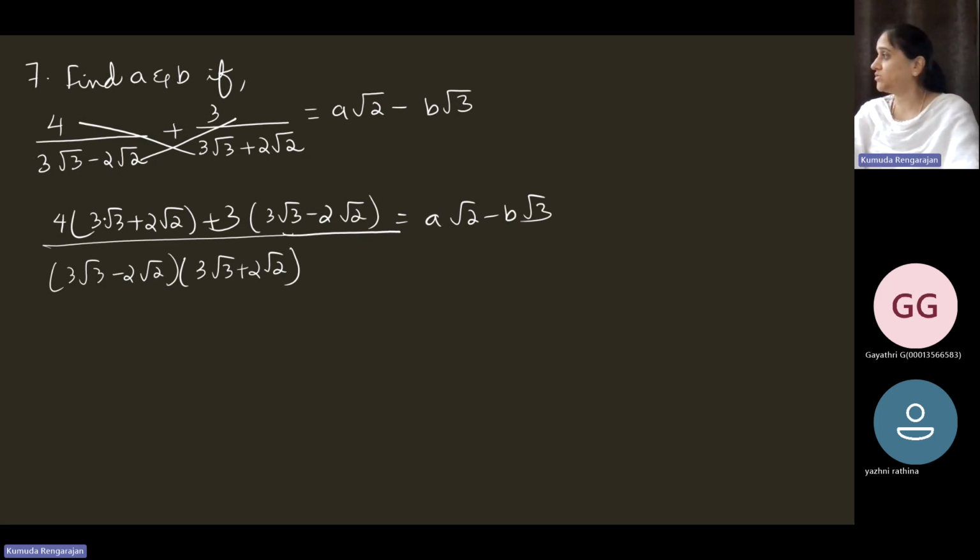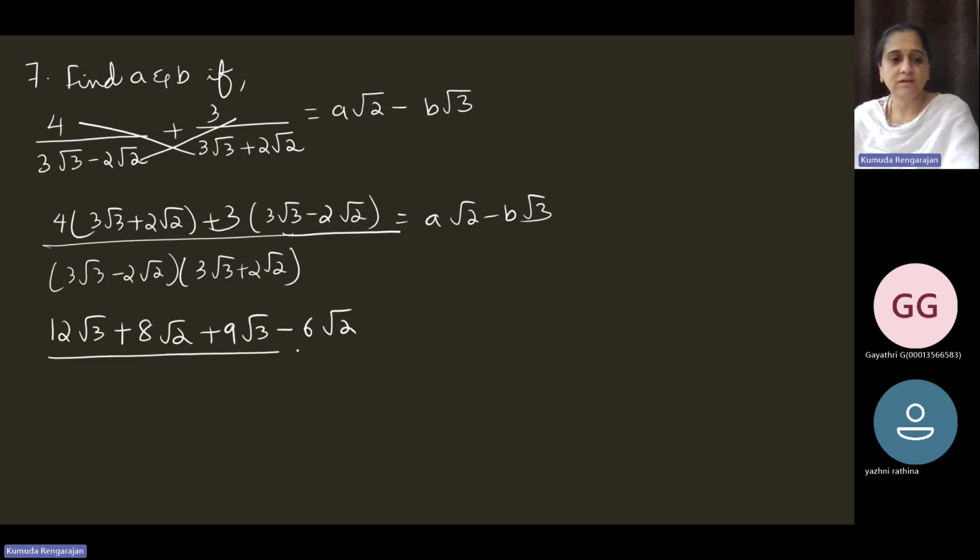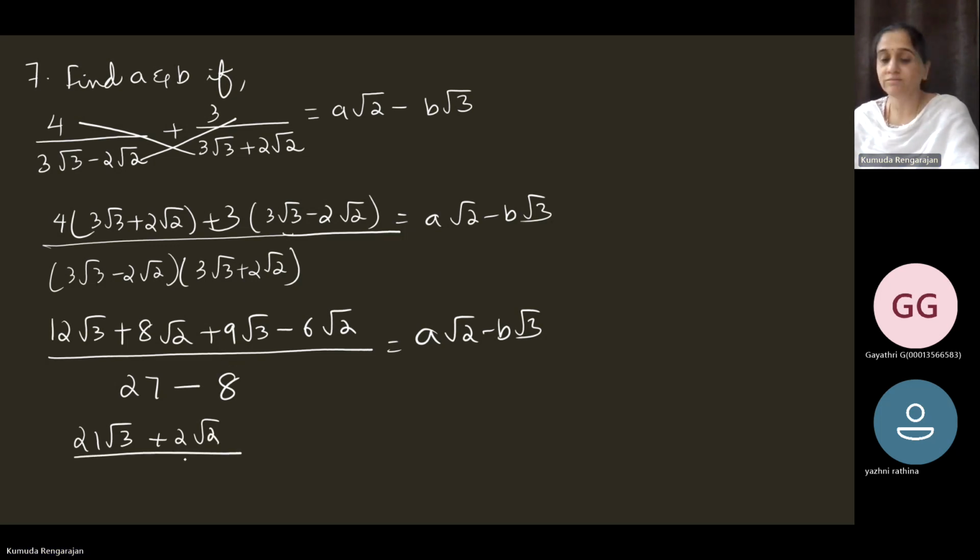Multiply 4 into 3√3, 12√3, correct? Plus 4 into 2√2, plus 9√3 minus 6√2, divided by A plus B into A minus B, which is A squared minus B squared. 3√3 the whole squared is 9 into 3, 27, minus 2√2 squared, 4 into 2, 8, is equal to A√2 minus B√3. So the numerator is 21√3 plus 2√2, divided by 19, equals A√2 minus B√3.